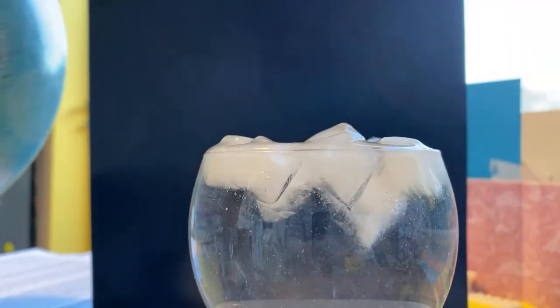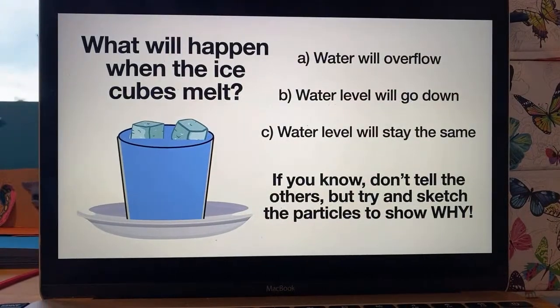Okay, yes, my question to you is, what will happen when the ice melts? Some of you, if you came a couple of modules ago, we did all about weather and climate. So some of you know this. If you know, don't tell the others, but try and sketch the particles to show why. Because it's really easy to think, oh yeah, we've done this, I know. Yeah, but actually why? Can you tell me why?